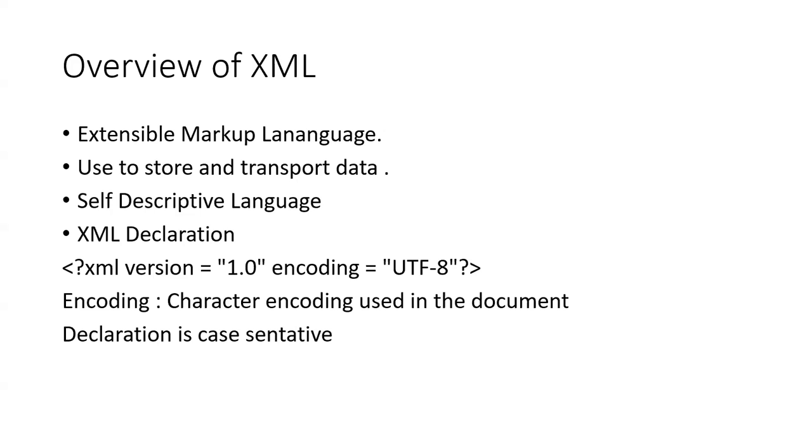In XML, we start our XML with the bracket question mark xml, and we specify the version, XML version 1.0, and encoding is the font format. XML stands for extensible markup language. It is used to store and transport data. It is a self-descriptive language. That means in XML we use user-defined tags, so they imply their meaning. Encoding is the character encoding used in the document. And in XML, the declaration is case sensitive. That means it differentiates between small letters and capital letters.